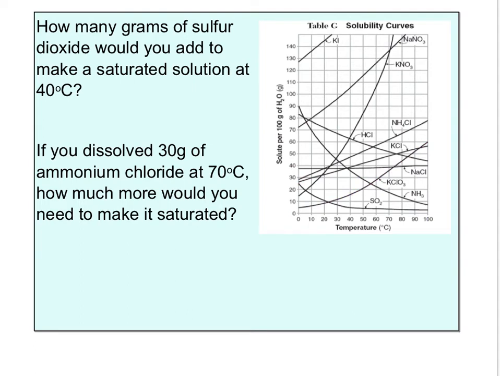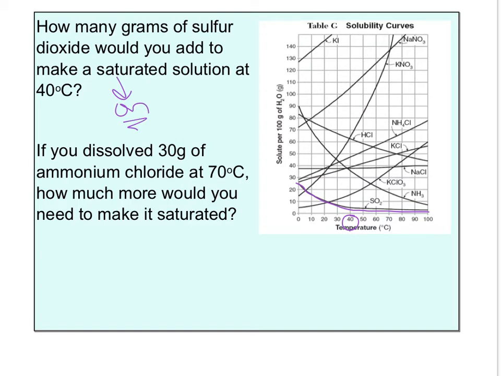So how many grams of sulfur dioxide would you add to make a saturated solution at 40 degrees Celsius? So how many grams of sulfur dioxide? So let's find our sulfur dioxide line here. That's going to be SO2. How many grams of sulfur dioxide would you need to add to make a saturated solution at 40 degrees Celsius? So now let's say you just want to make a saturated solution. So you want to know how many grams of solute you need to add. So we're doing it at 40 degrees Celsius. And if we want to make it saturated, it needs to be on the line.